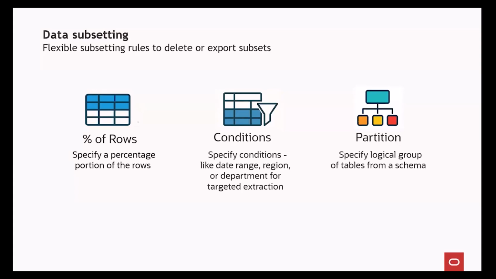For our third subsetting rule, we have partition. Here, when you're selecting a schema, under that you will have your different tables. Using this rule, you can group the logical tables together and only deal with that group instead of the entire schema. So these are the three flexible subsetting rules included in the component.